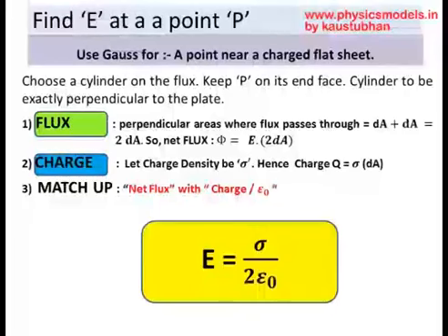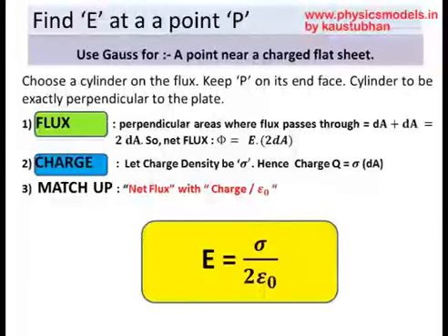Coming back to that sheet of charge, the area of that cylinder on the right side and on the back side was each dA. You add them and you get 2 dA. So the flux is E into 2 times dA. dA is a small area, infinitesimally small area. So equate that with Q by epsilon 0.